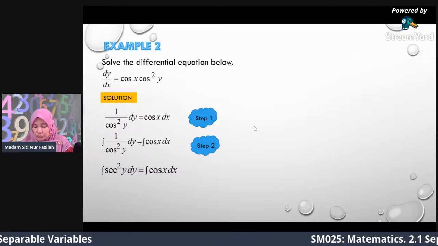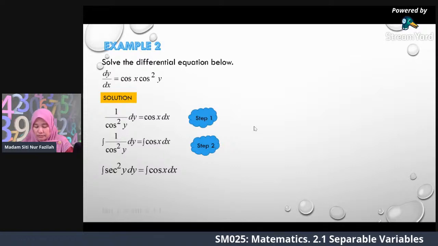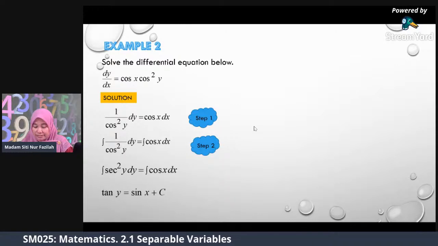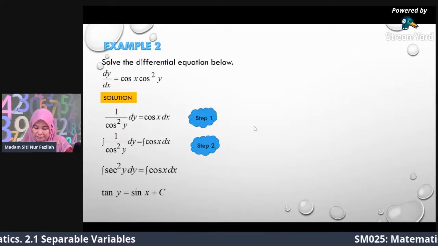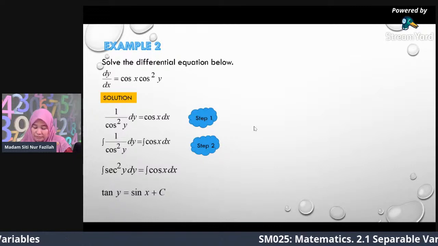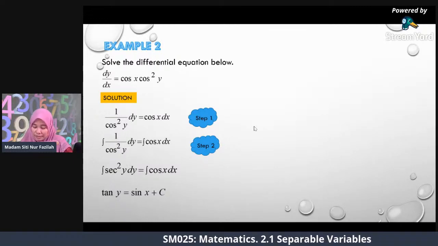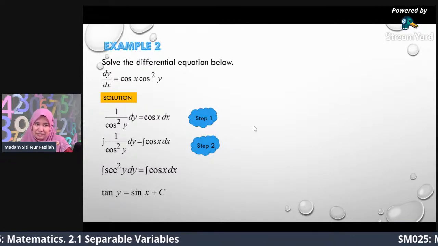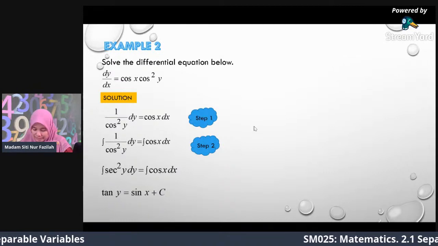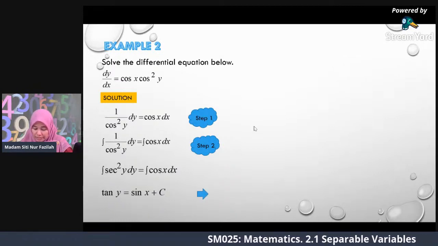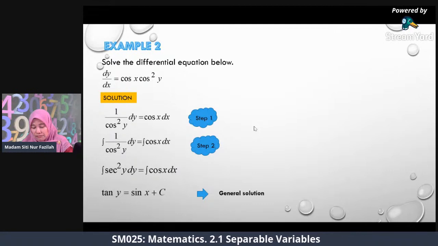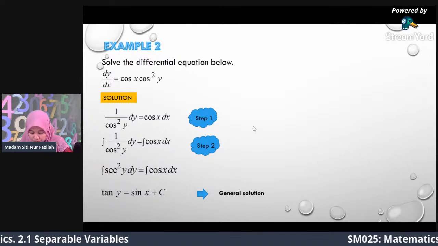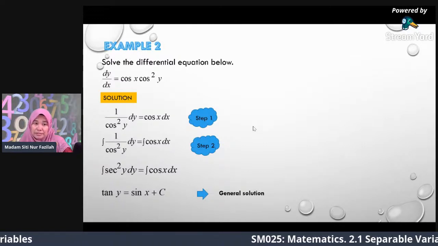Then we can integrate the left and the right sides. Integrate secant squared y dy, we get tangent y, and integrate cos x is sin x. Be careful, class, sometimes we get confused with the sign. Integrate cos is a positive sign, differentiate cos is a negative sign. Plus c. That's the final answer for the general solution: tangent y equals sin x plus c.